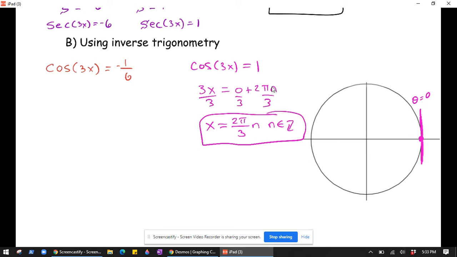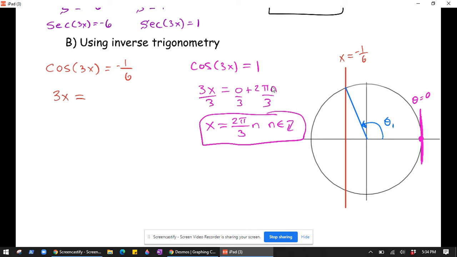Cosine of 3x equals negative a sixth. And in order to do this, let's remember again, cosine is the x-coordinate of a point on the unit circle. So negative a sixth, let's just say that's roughly like here. I know it's probably not that to scale, but an x-coordinate of negative a sixth is somewhere over here, and that'll get the job done. Okay, so we want this angle here. Let's call that theta 1.